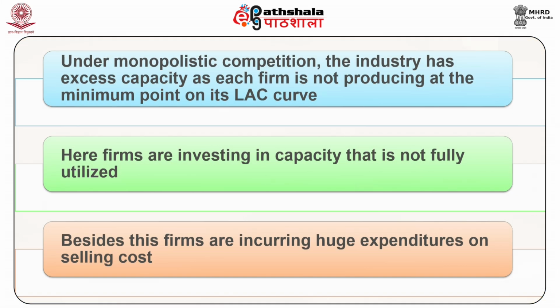competition. Under monopolistic competition, the industry has excess capacity as each firm is not producing at the minimum point on its LAC curve. Here, firms are investing in capacity that is not fully utilized. Besides this, firms are incurring huge expenditures on selling cost. In the long run, the firm would attain equilibrium when all the firms are earning zero economic profit. Free entry will drive down all the supernormal profits to zero. Because of these inefficiencies, monopolistic competition is not preferred by society as a whole.